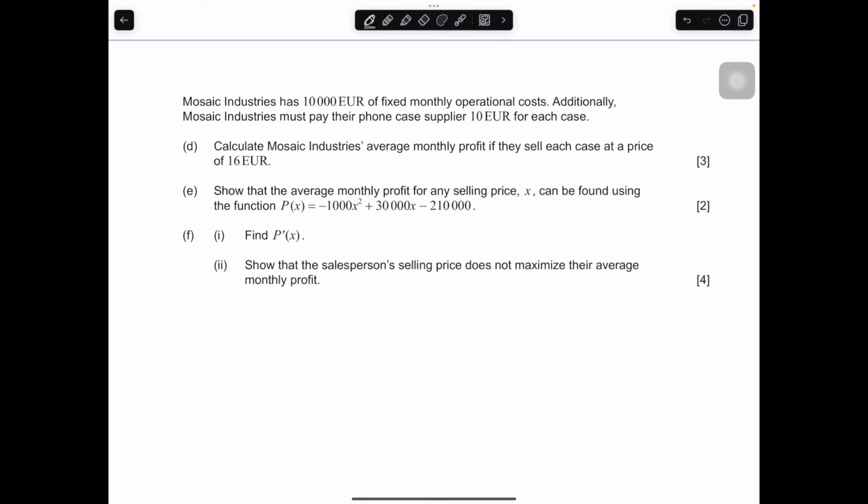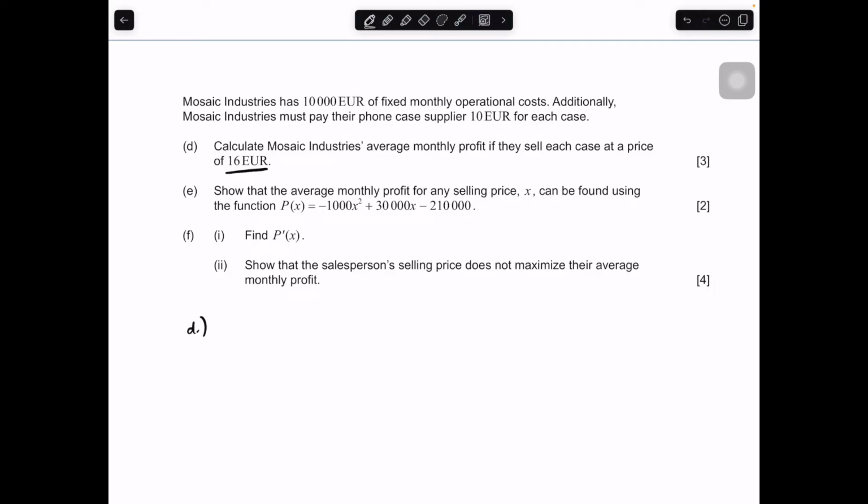Mosaic Industries has 10,000 euros of fixed monthly operational costs. Additionally, Mosaic Industries must pay their phone case supplier 10 euros for each case. Calculate Mosaic Industries' average monthly profit if they sell each case at a price of 16 euros. So this is not generalized, but just 16.